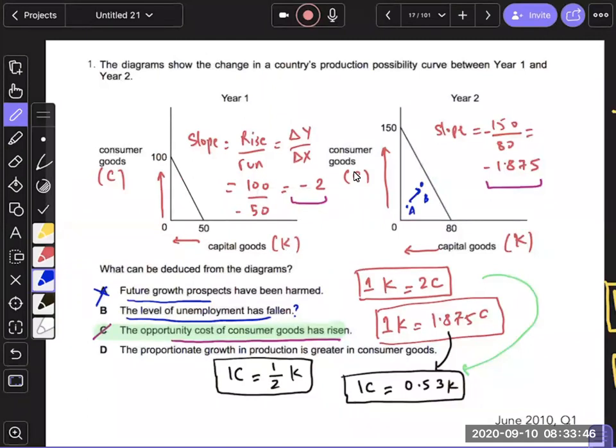So what I'm trying to say is that it won't be shown by the gradient changing. The opportunity cost changing doesn't really mean there should be a point movement from one point to another closer to the curve. If unemployment goes down or up, it will be shown that way, so B is wrong because of that.